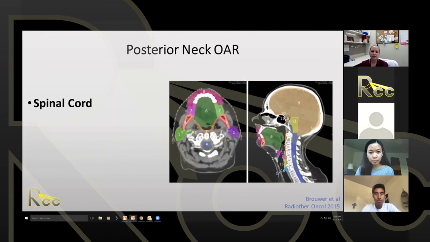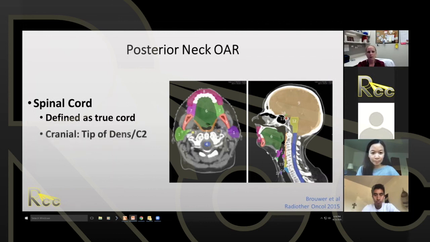And then I know you've been going over the OARs in relation to the lymph node levels that you've been learning. So level 5 being representative of the posterior aspect of the neck. The reality is we don't have a ton of OARs that we really contour here. So the only one that I've included is the spinal cord. It's important to note that it technically is defined as the true cord only. Cranially, we start this at the tip of the dens at C2.